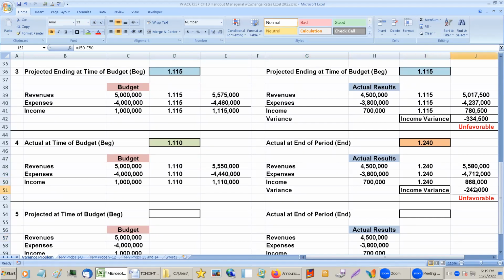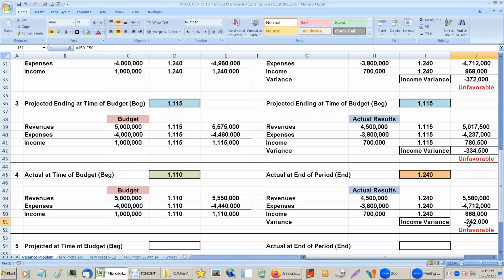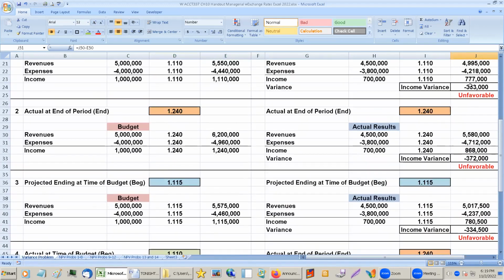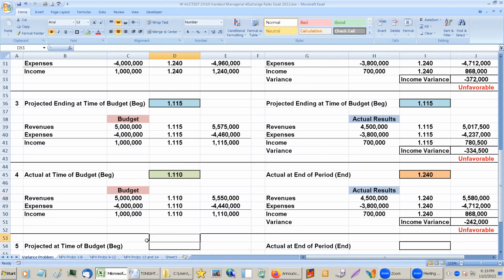Now you can take a look at this and see why this would be. It's still unfavorable, but you can see that it's better than these other ones. This is negative 242,000 versus over 300 for these other ones, so it's almost 100,000 difference between them. And why is that? Because this is what it was when the budget was made out. When the budget is finished, it's actually paying off at this higher dollar amount. You're getting more dollars back per pound than you did here.